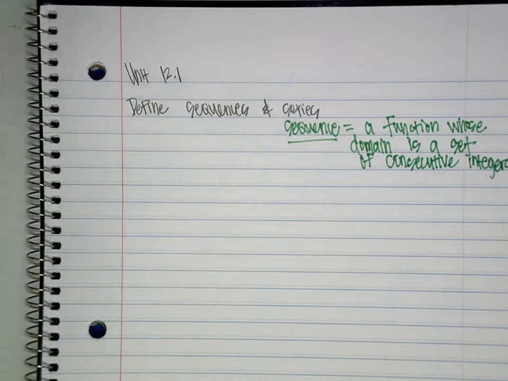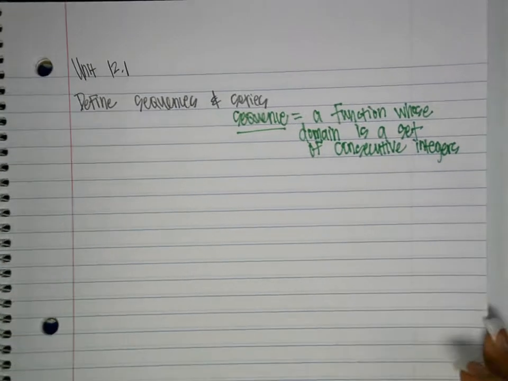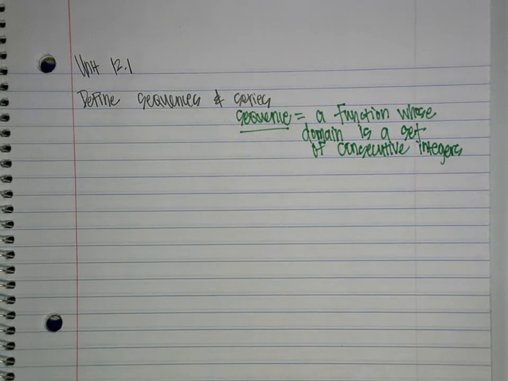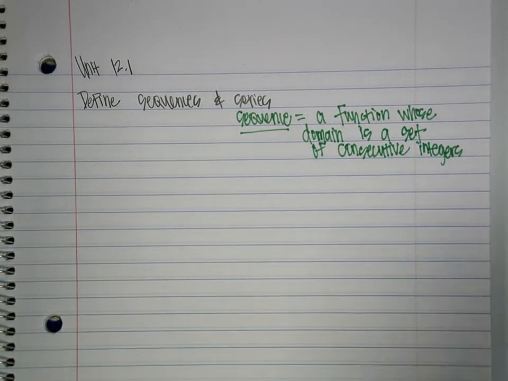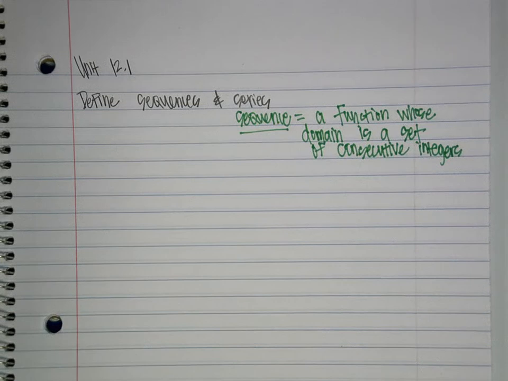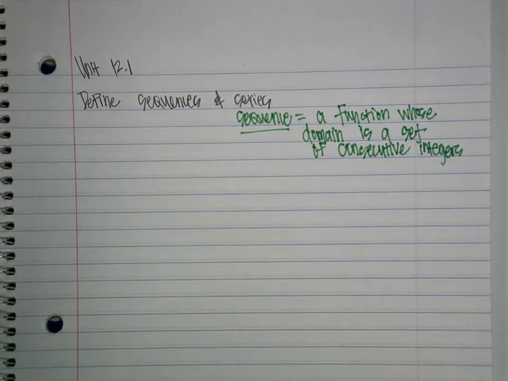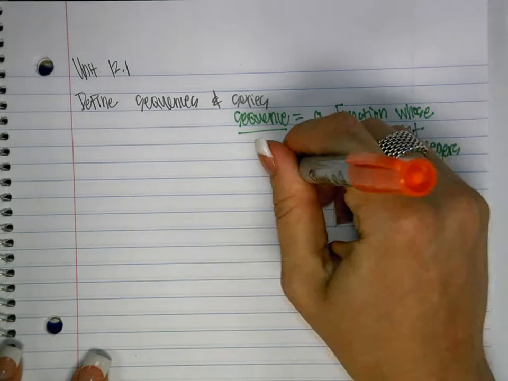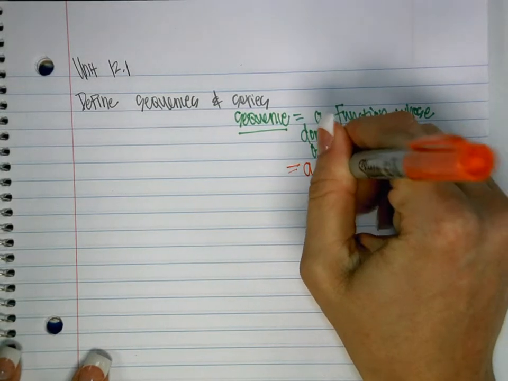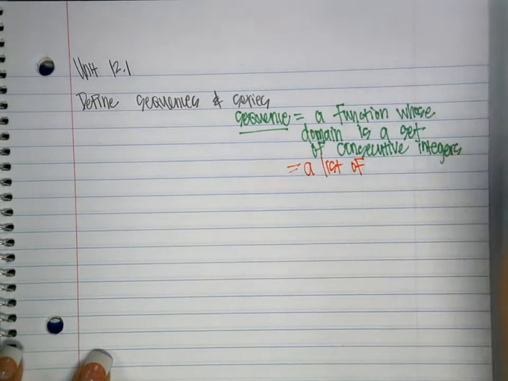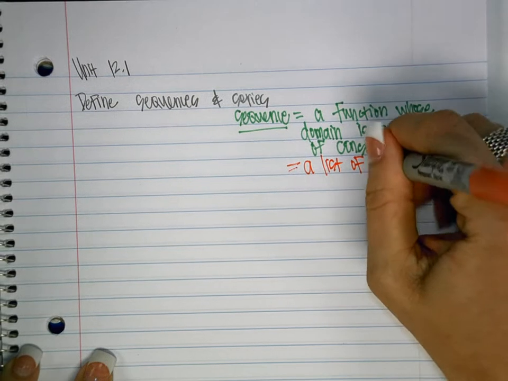So basically a sequence is like a formula that you're given and you plug in consecutive numbers. Okay, so what we're going to work on today, you're going to plug in 1 through 5. You're not plugging in any fractions, no decimals, nothing like that. You're just plugging in 1, then 2, then 3, then 4, then 5. An easy way of saying it: a sequence is just a list of numbers. So that's the technical definition, but really it's just a list of numbers.